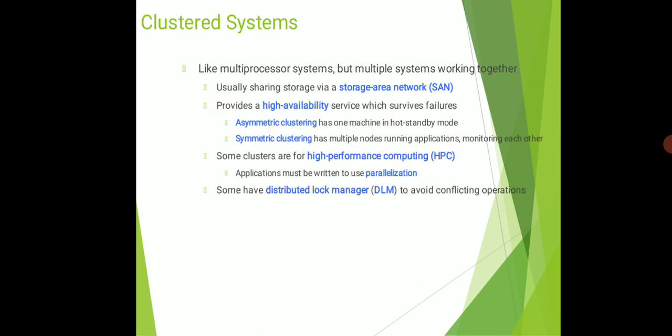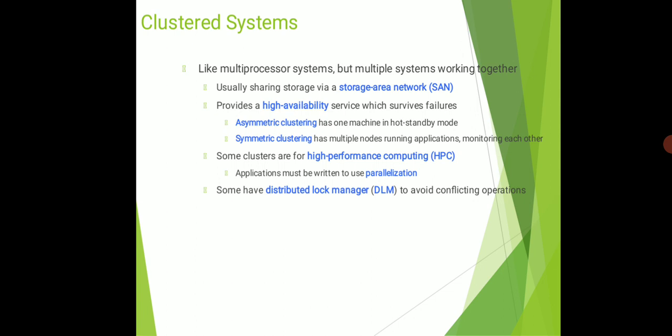Next one, cluster systems, like a multiprocessor system but multiple systems working together, usually sharing storage via a storage area network, SAN. SAN provides a high availability service which survives failures. Asymmetric clustering has one machine in hot standby mode. Symmetric clustering has multiple nodes running applications and monitoring each other.